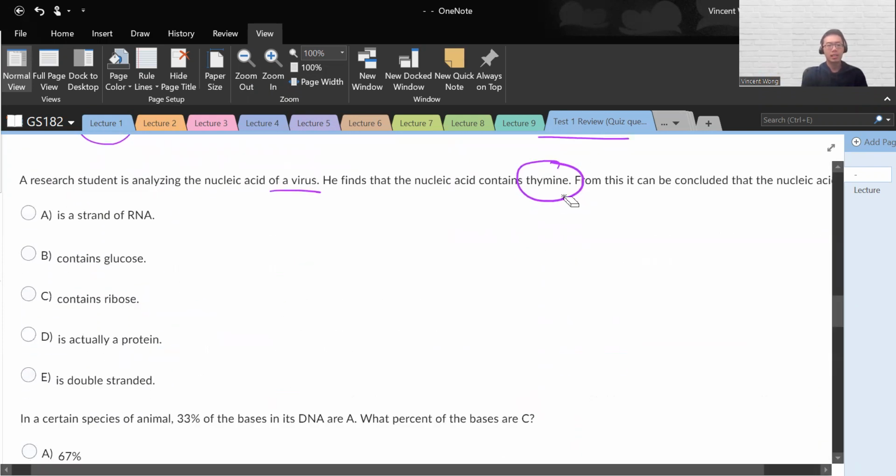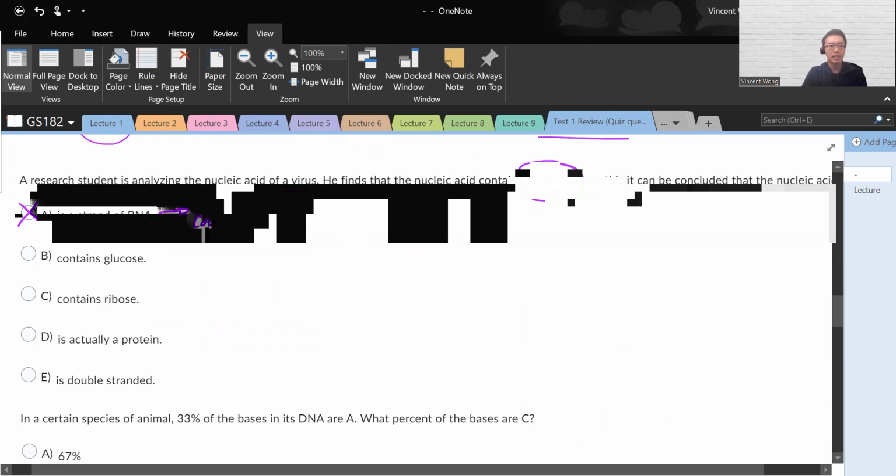So it contains thymine. Is it a strand of RNA? No, it's not, because there is no thymine in RNA, right? RNA contains uracil, no thymine. So if anything, it should not be RNA. Contains glucose? Glucose does not even have anything to do with nucleic acid. That's not the right answer.